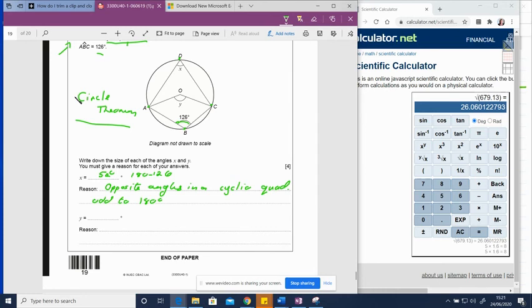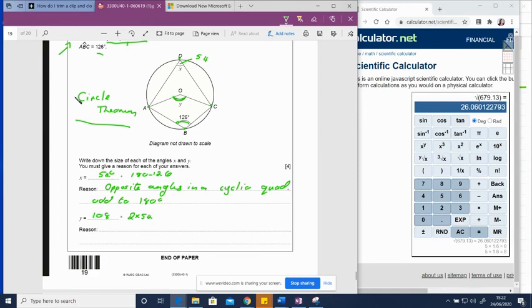Okay, so now we want to find the size of angle Y. Well, we've just found out the size of angle X, which is 54 degrees. So using one of the circle theorem rules, we know that the angle at the center is twice the angle at the edge if the angles are subtended by the same chord. So we can say that angle Y is 2 times 54, which is 108.